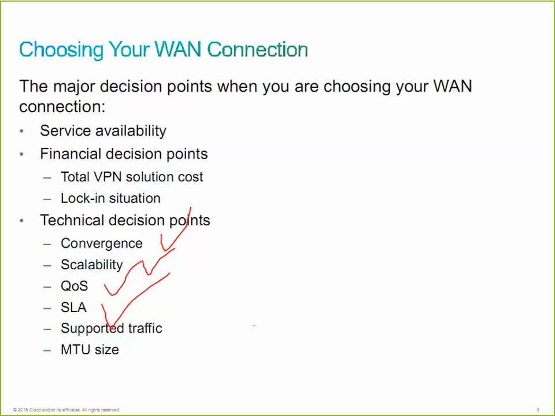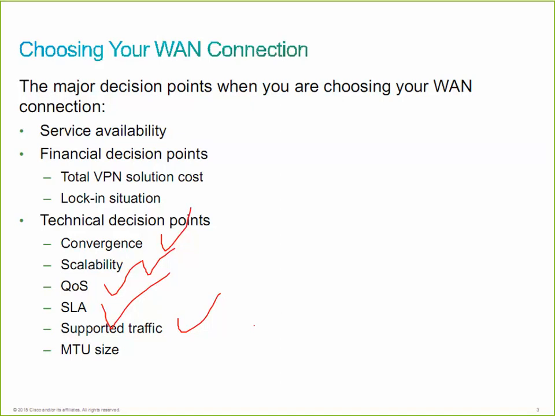Another consideration, or technical decision point, for deciding what WAN technology to use is to identify what traffic is supported across that WAN, right? And a lot of times we don't really necessarily think about this because we just generally assume that most traffic is going to be allowed across an IP connection. But it's actually not always the case, right? And you might think, well, what kind of traffic are we talking about? We're talking about multicast traffic, we're talking about anycast traffic, broadcast traffic, and so on.